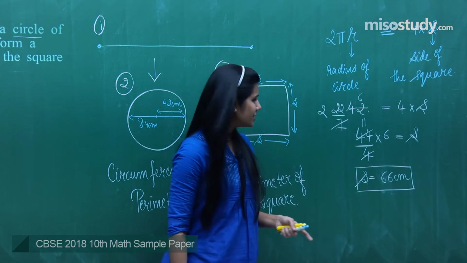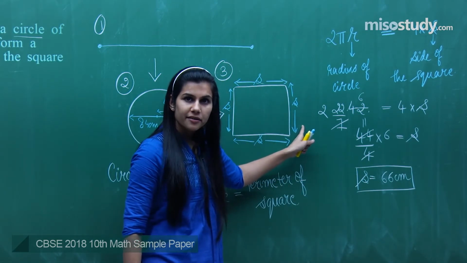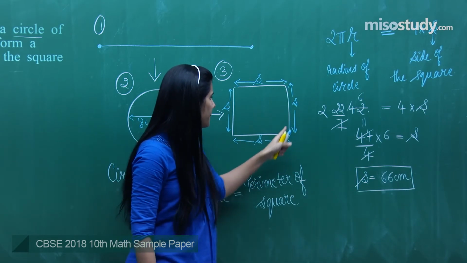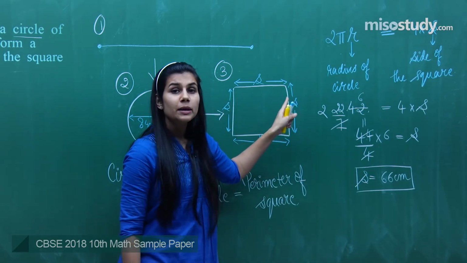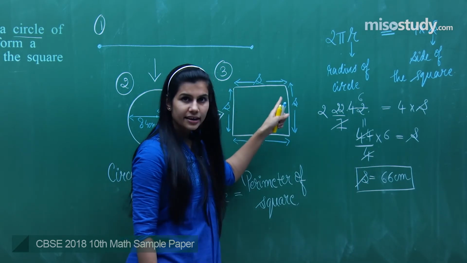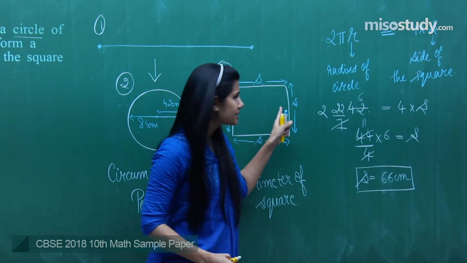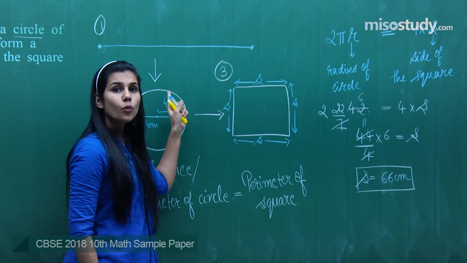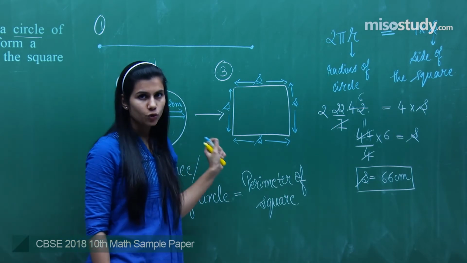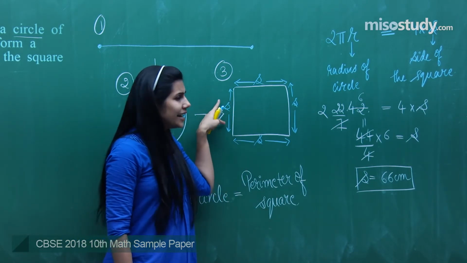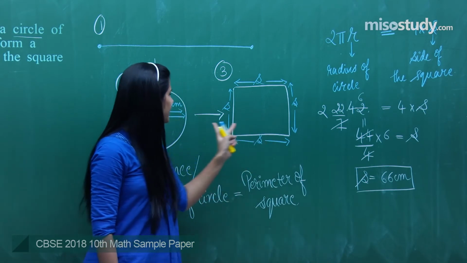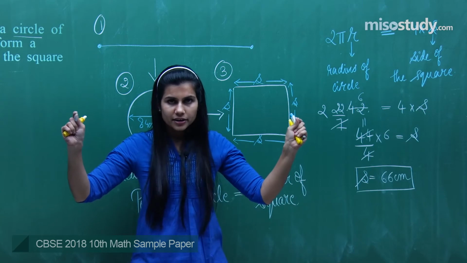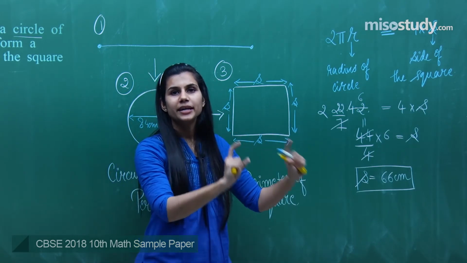centimeters. And so the side of the square will be 66 centimeters, such that the perimeter of this square, which is the measurement of the boundary of this square, which is 4 into 66, will be equal to the measurement of the boundary of this circle, which is 2 into pi into 42. Okay? With side length equals 66, its perimeter and the circle's perimeter will be the same, because the same wire is made into a circle and is made into a square.